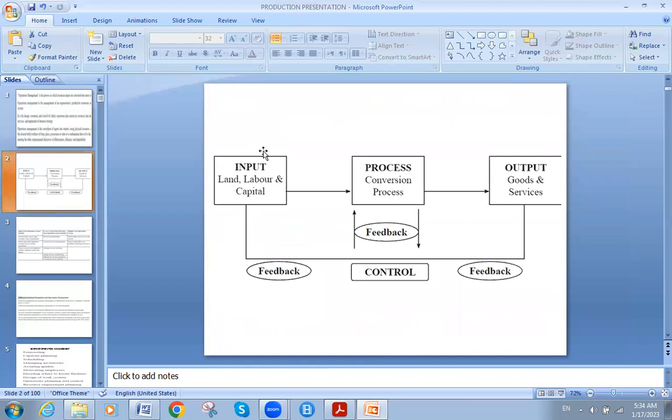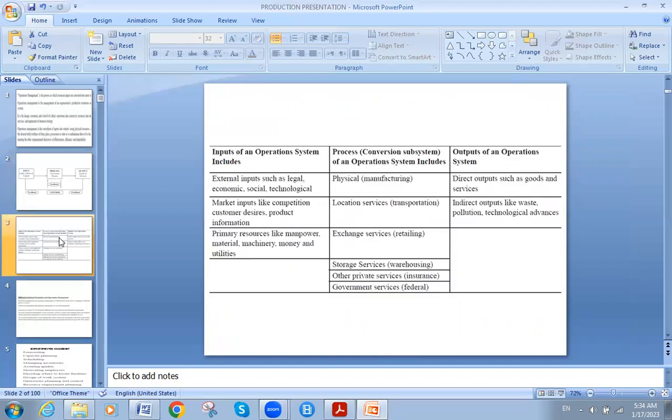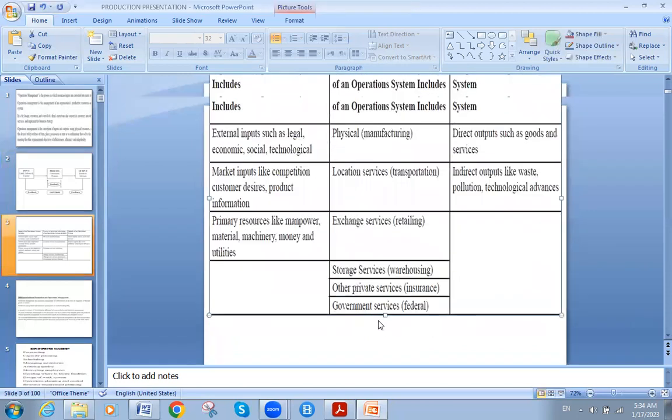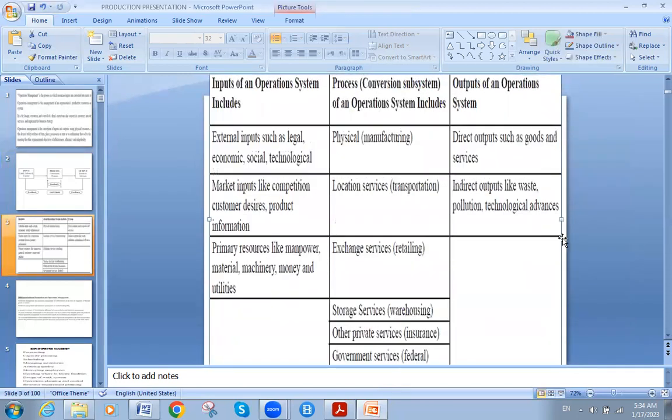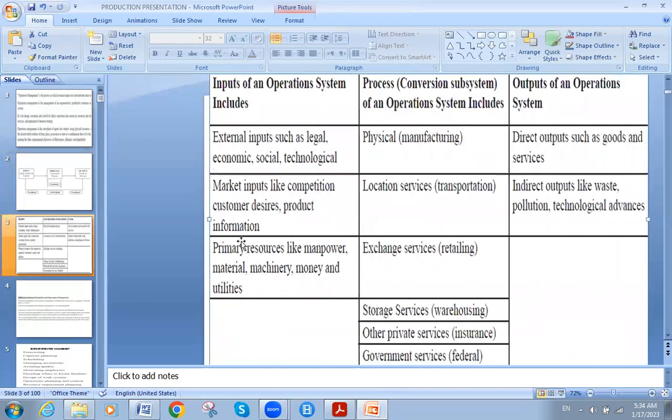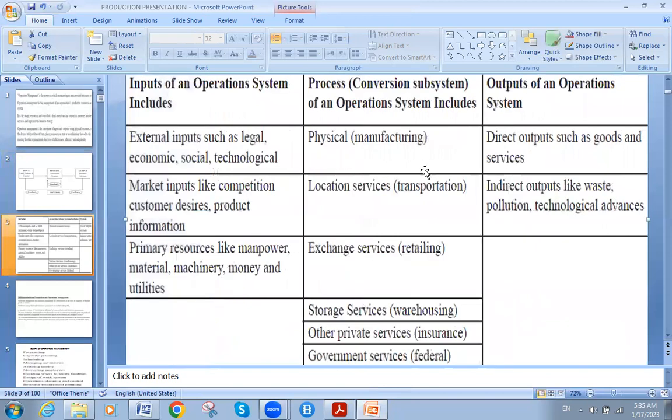Okay, so I change the inputs, through a process, into outputs, like what you see in front of you here. And this is the core of production management. Here in these slides, I just want to show you something. Let us enlarge it first so that it will be clear for us. Here is an example: we have the inputs of operation systems, here is the process, and here is the output.